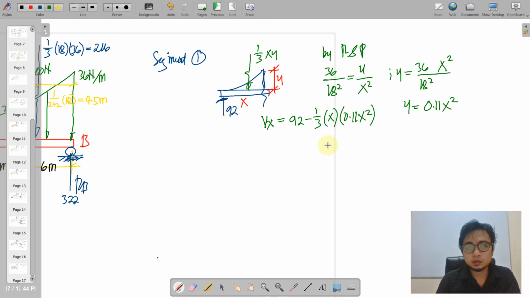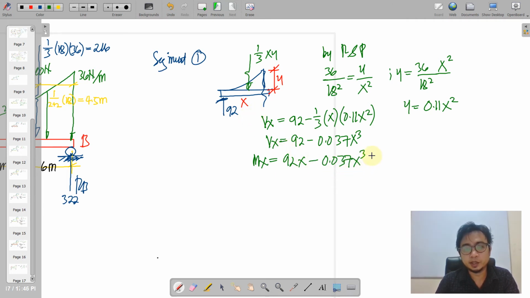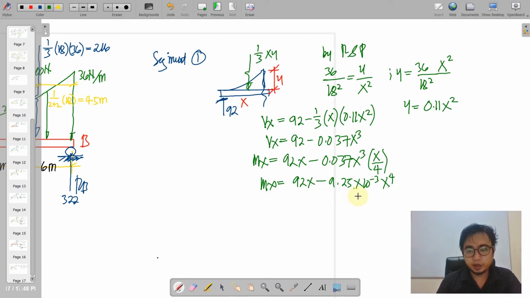So first we have an upwards 92 minus 1/3 x times y, which is 0.11 x squared. Hence we have the simplified term. So this is our shear equation for segment 1. For the moment equation, we have 92x minus 0.037 x cubed times moment arm of x all over 4. Therefore Mx is 9.25 times 10 raised to negative 3 x raised to 4. So these will be our equations, Vx and Mx.